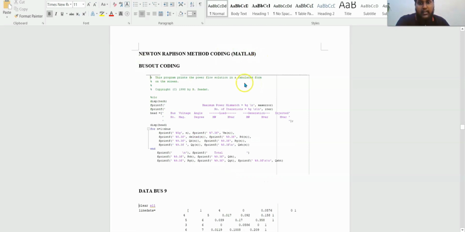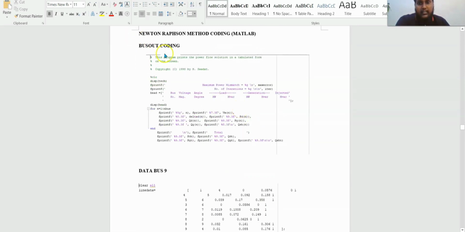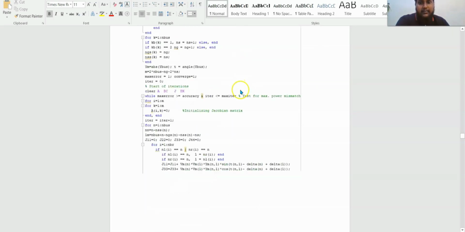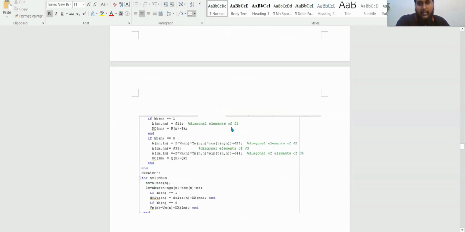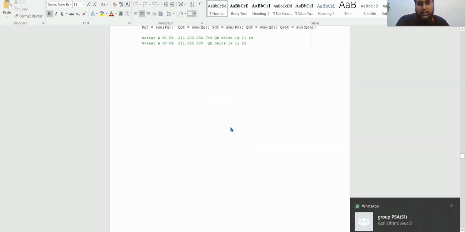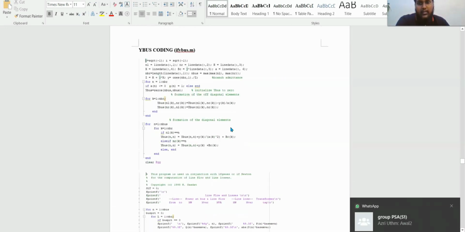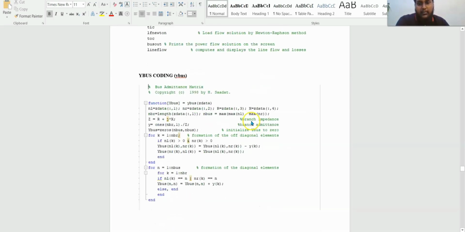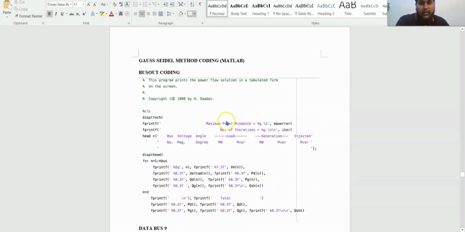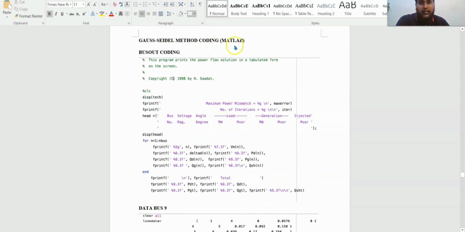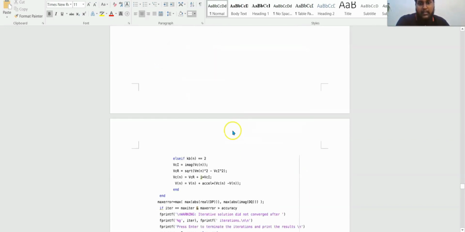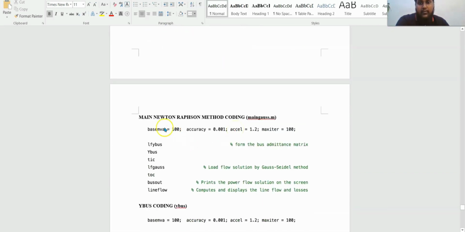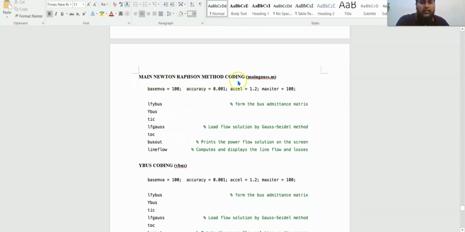This is the coding that we use in MATLAB. Bus coding, data bus, Newton-Raphson method. Y bus coding. Main Newton-Raphson method coding, and the Gauss-Seidel method coding in MATLAB. Line flow. This is the main Newton-Raphson method coding.